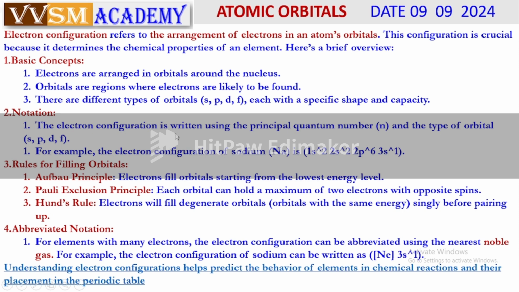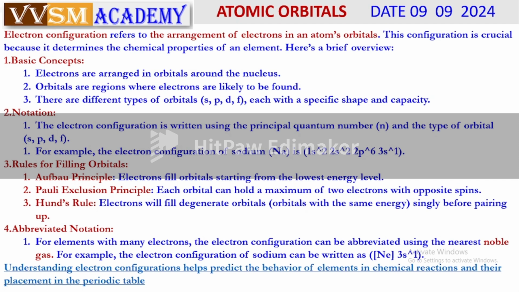The electron configuration is written using the principal quantum number n and the type of orbital, s, p, d, f. The electronic configuration of sodium, for example, 1s2, 2s2, 2p6, 3s1. Rules of filling orbitals, very important.